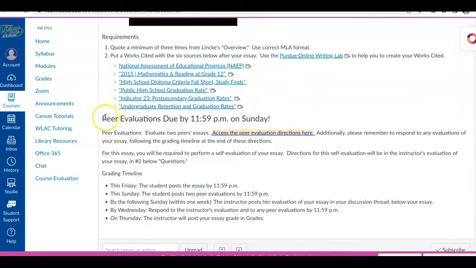Okay, next is peer evaluations. They're due by 11:59 p.m. on Sunday, and directions are here. And please be aware of our grading timeline for this essay writing process.